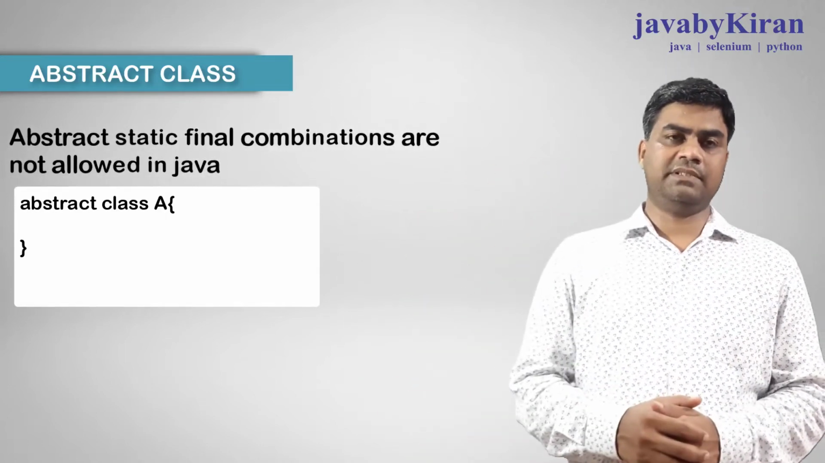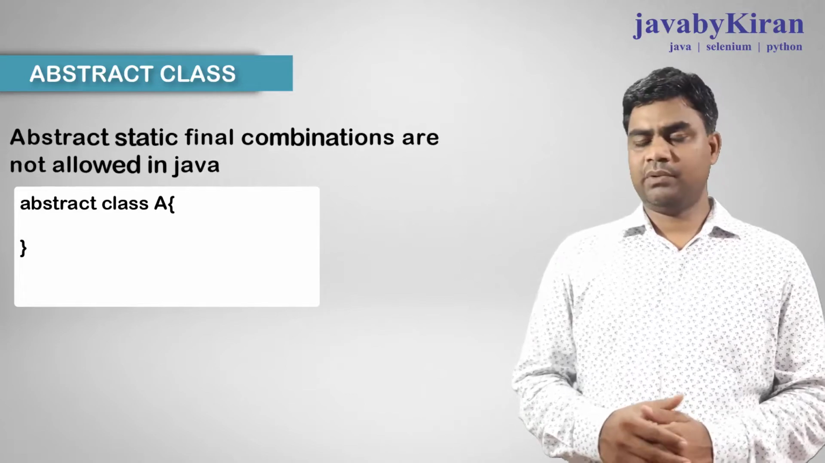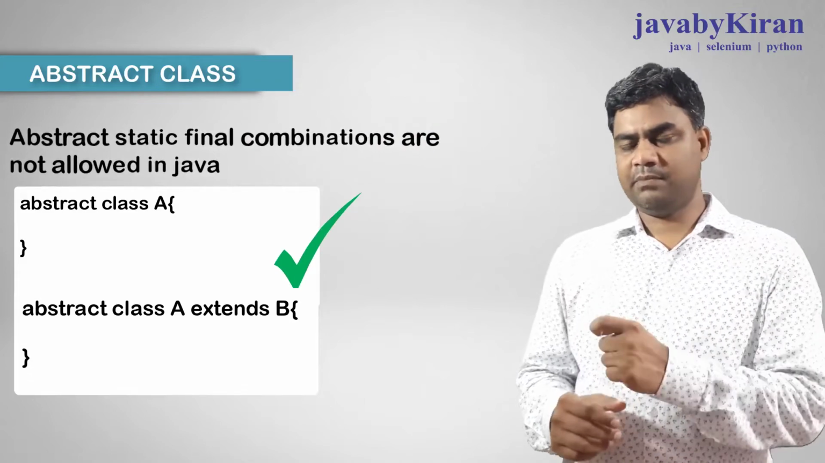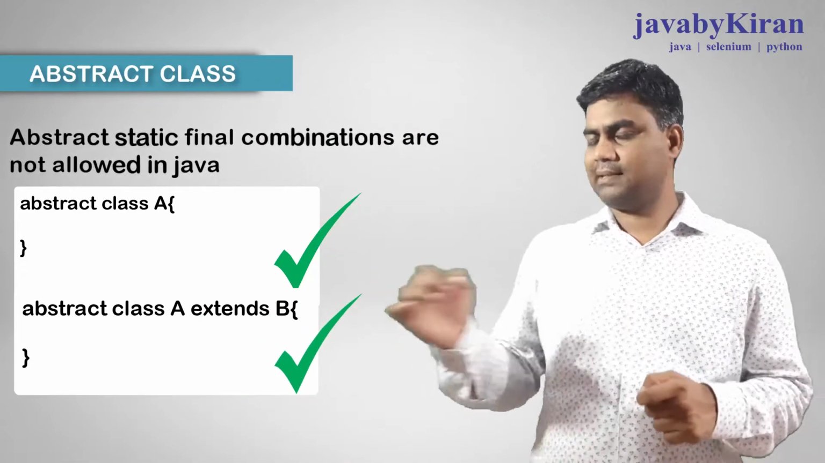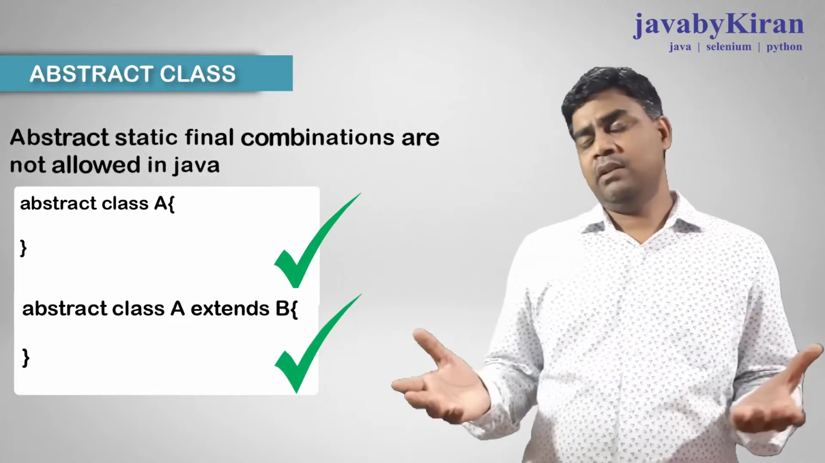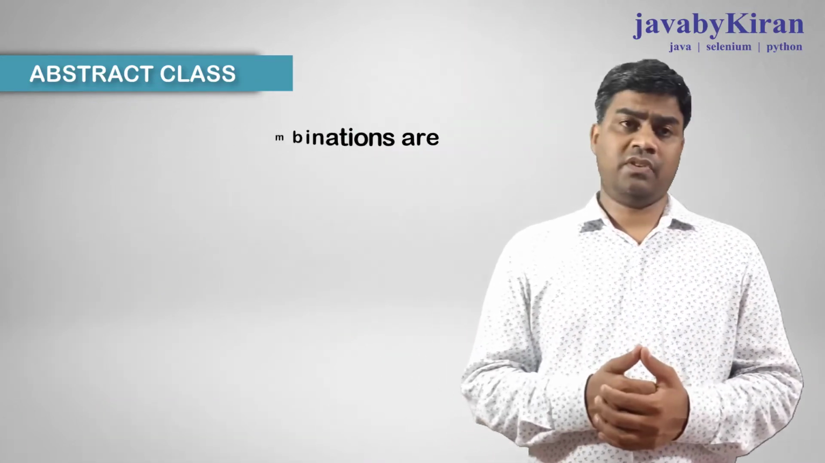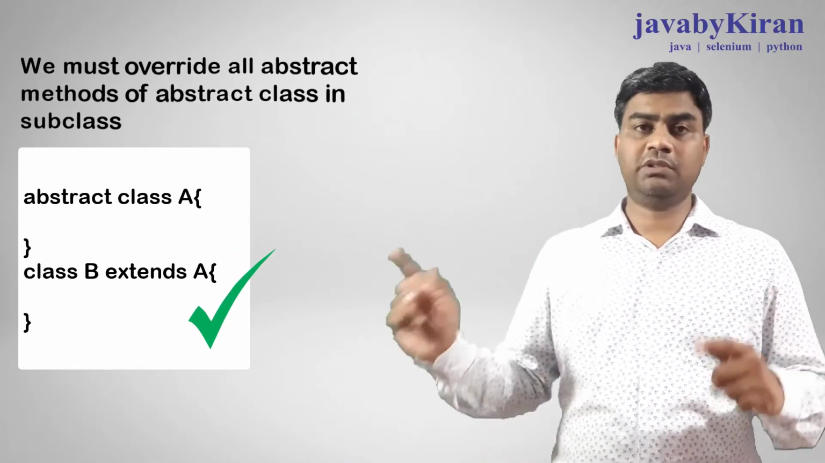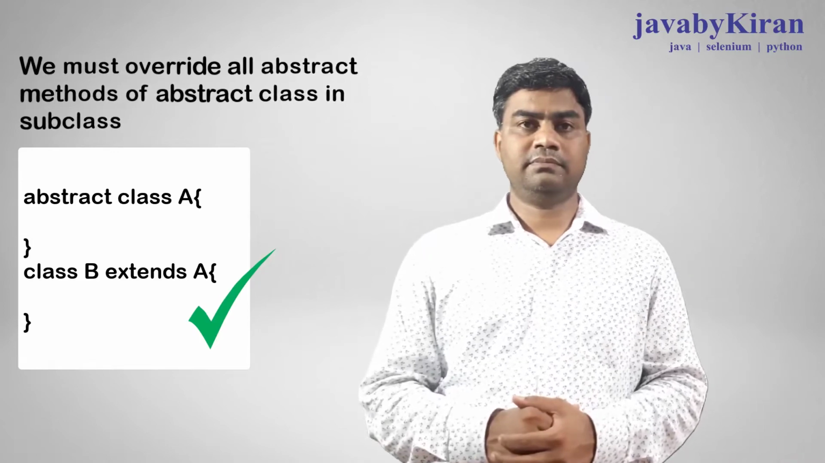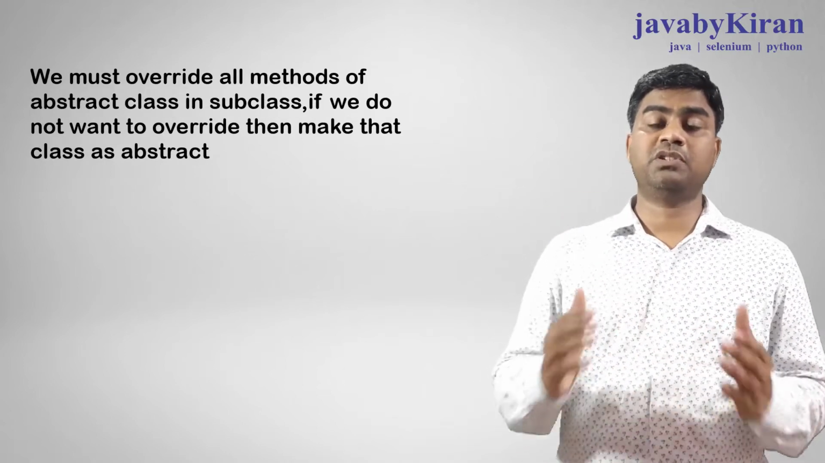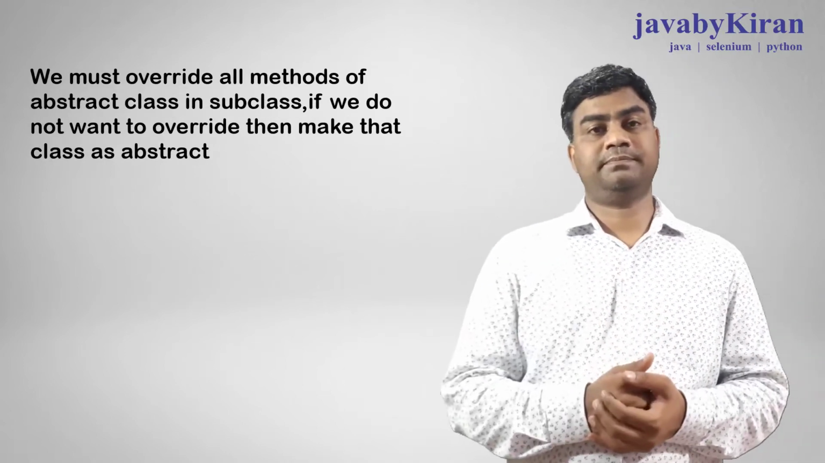See these examples. What I have here, abstract class A, possible, no methods. Abstract class A extends B, possible. Abstract class can extend other classes. Don't think that only abstract class should be extended. You can extend other class by abstract class also. We must override all abstract methods of abstract class in subclass. If you don't, it will give error. But you need to override, not all methods exactly, but only abstract methods of superclass you must override in the subclass.